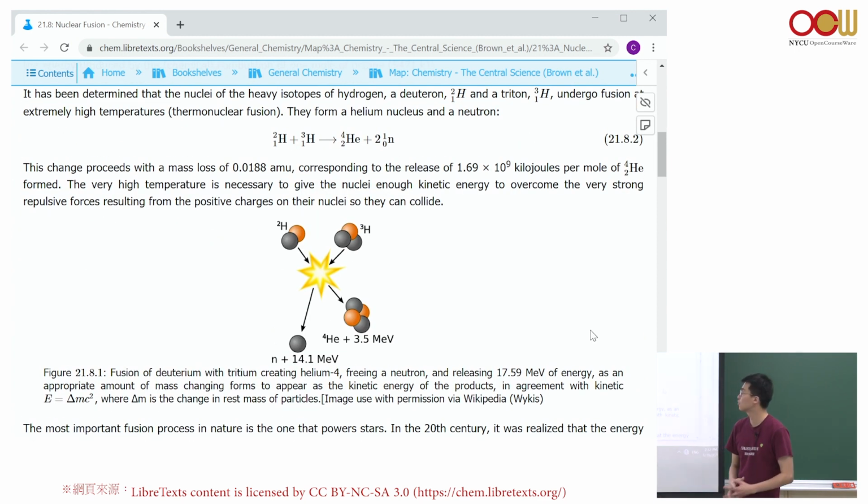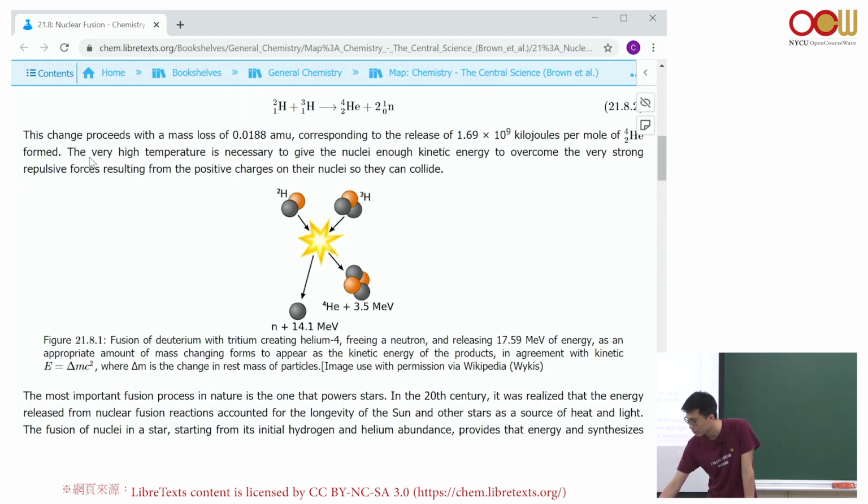Here's the image that shows the fusion of deuterium with tritium. You can create helium-4 and generate a lot of energy. But one problem is here. Very high temperature is necessary to give enough energy so these elements will actually collide and react, fusing together, because there's also a repulsive force when the elements are too close to each other, which gives the element a reason for its own stability. Normally they do not react. Only in the presence of a very high amount of kinetic energy can they react.